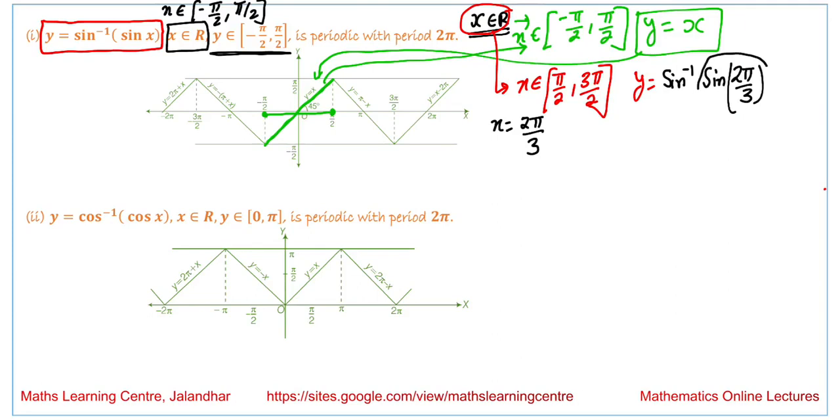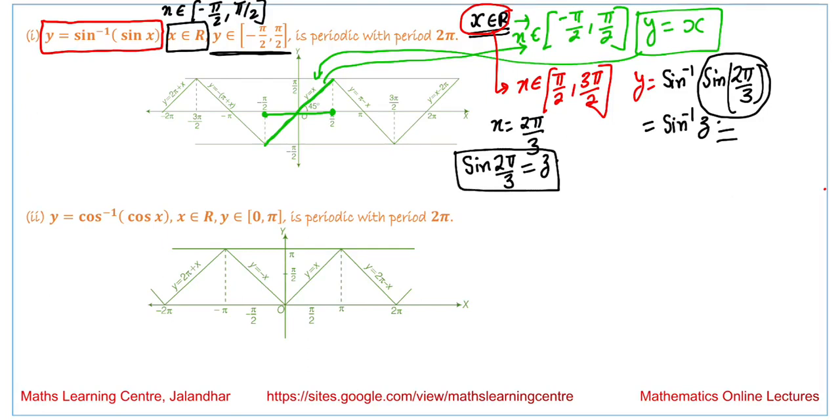We will obtain some answer for sine of 2 pi by 3. Suppose the answer for sine of 2 pi by 3 is equal to some value, say z. So we will have sine inverse of z. Now sine inverse of z will be equal to, look at this equation, we have this value 2 pi by 3 over here, but we require this answer to lie between minus pi by 2 to pi by 2.